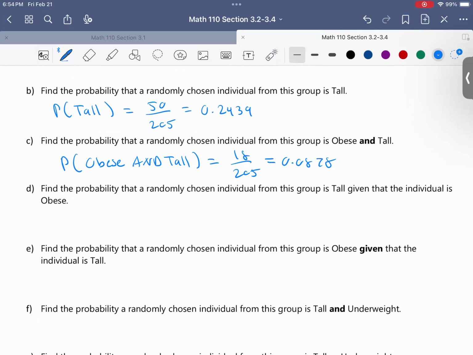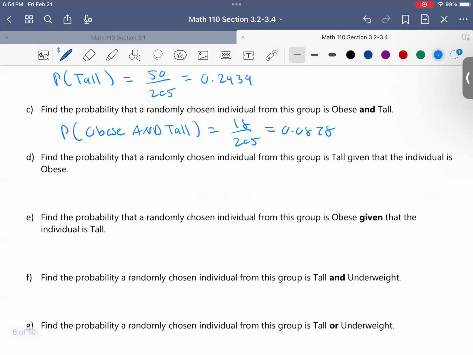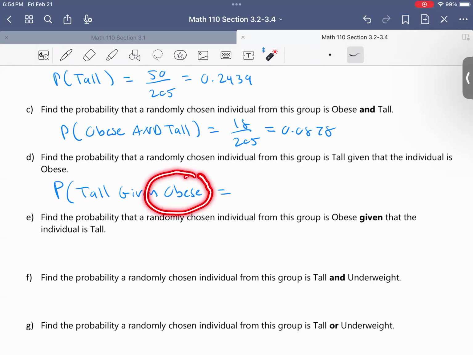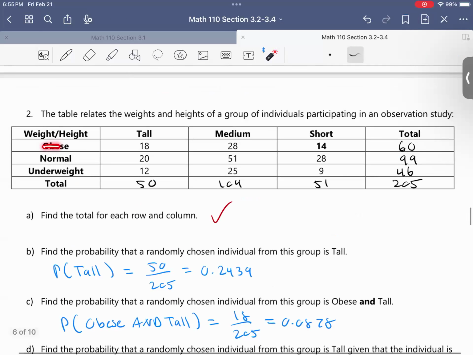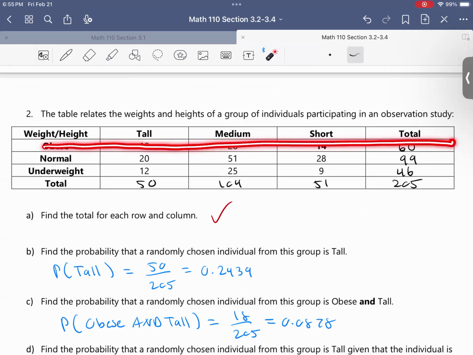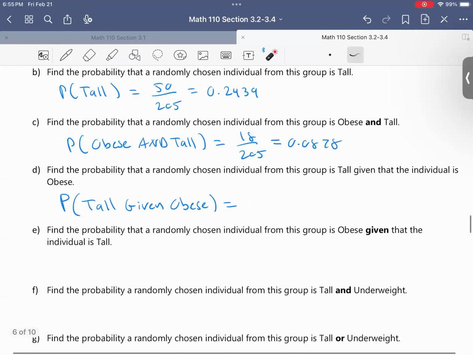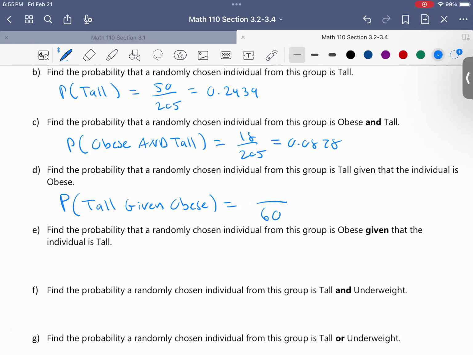Okay, moving on to part D. Find the probability that a randomly chosen individual from this group is tall, given that the individual is obese. So let's write that out as our probability. So tall, given obese. So since it's saying given obese, I'm going to live in the obese row. That's my new space. So I'm in the obese row. So my total is going to be out of 60 now. So let me write that out. So my denominator is going to be 60.